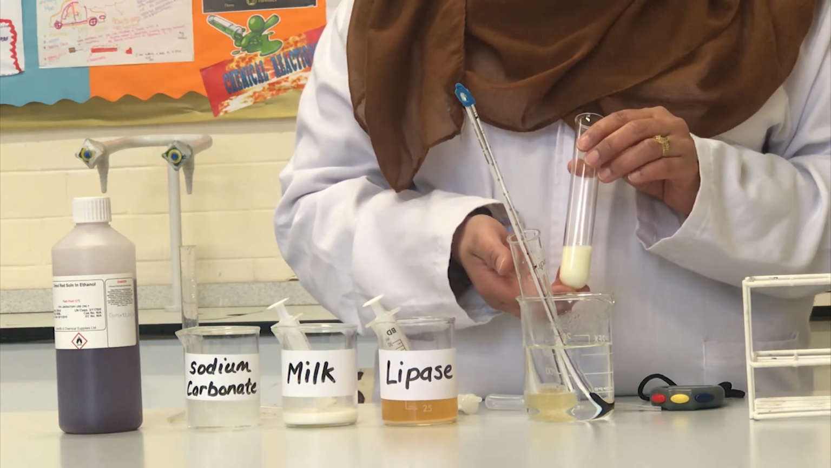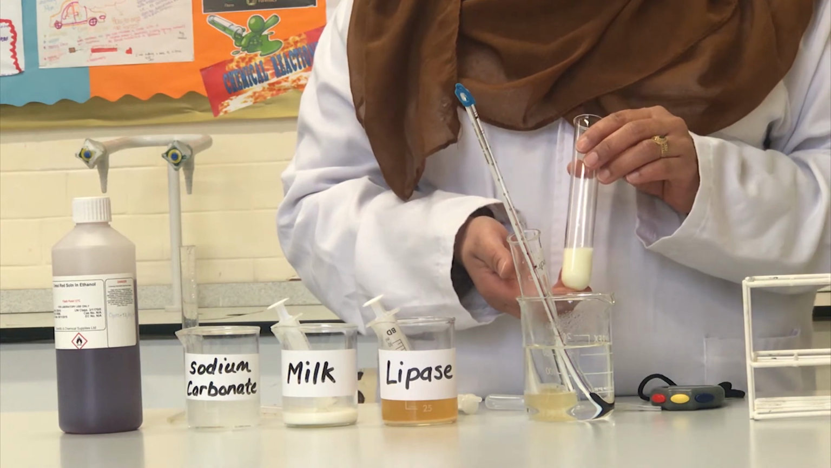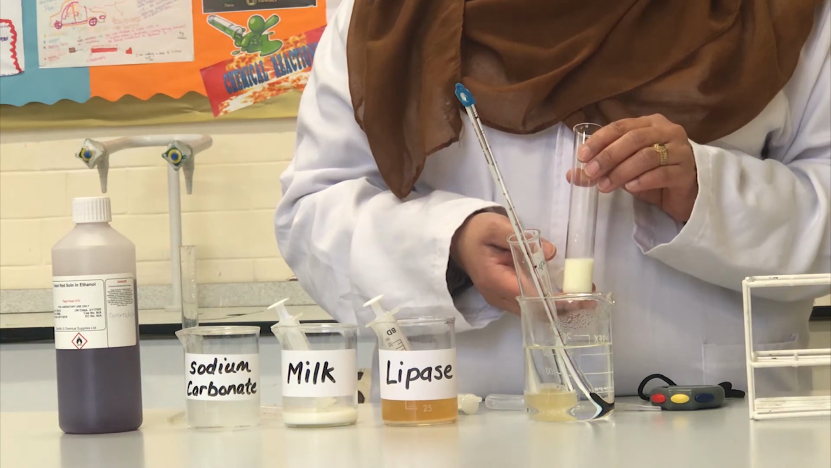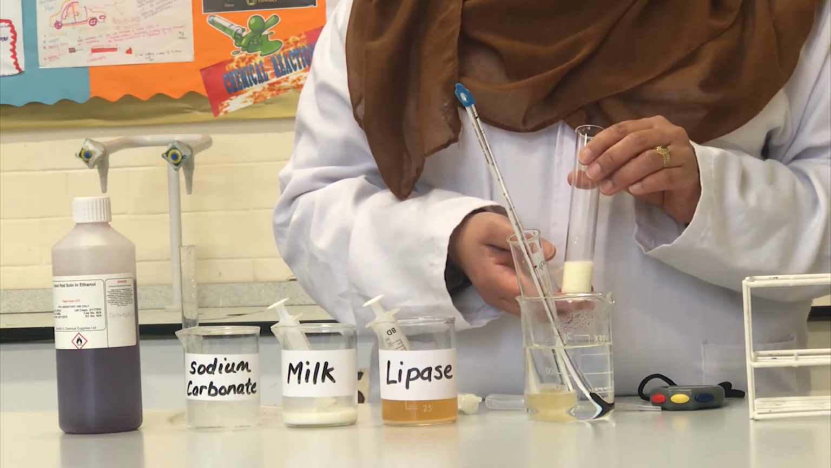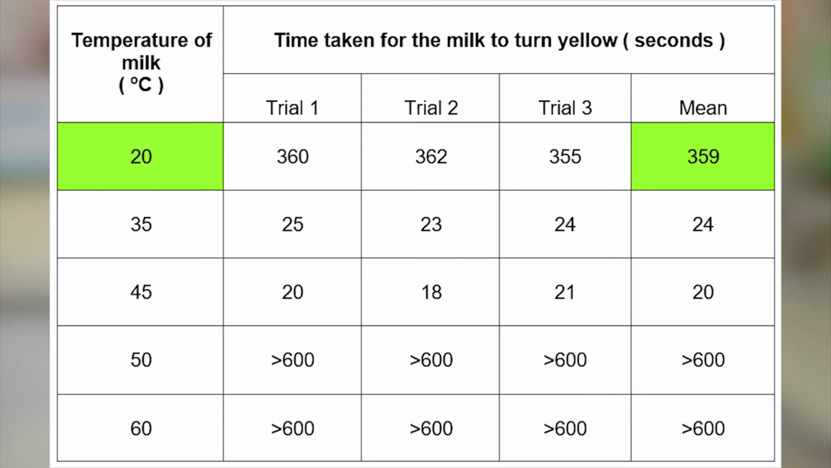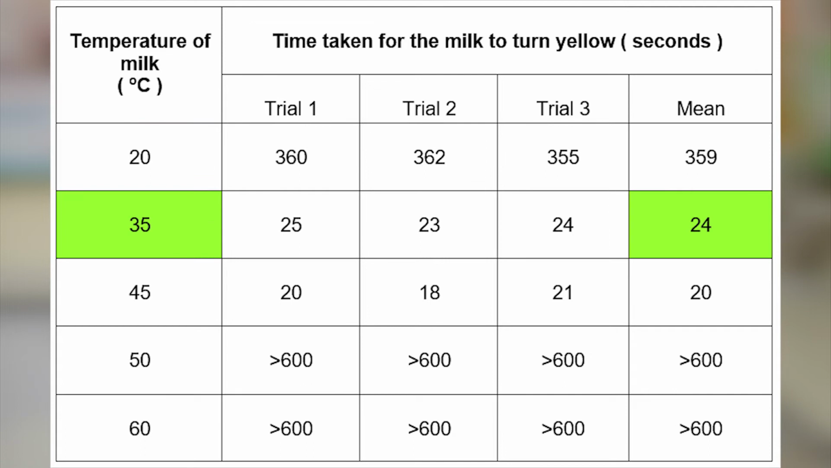This step can be repeated with various temperatures, either higher or lower than the one which we have investigated with now. Results can be used to plot a graph. We investigated with temperatures 20, 35, 45, 50 and 60 degrees Celsius. Our results show that at the low temperatures, such as 20 degrees Celsius, the mean reaction time was 359 seconds, whereas the reaction at 35 degrees Celsius took 24 seconds.